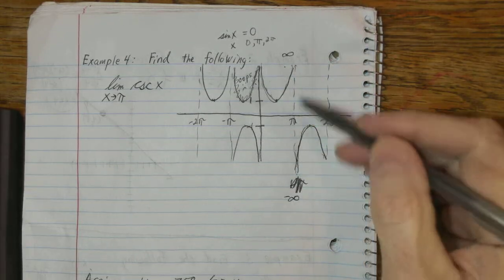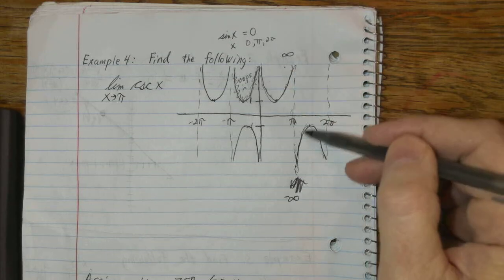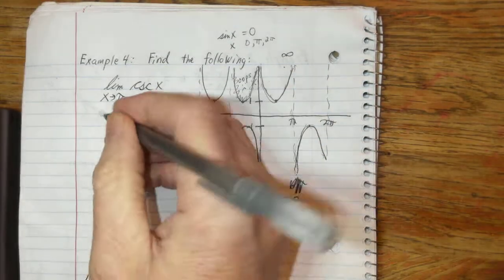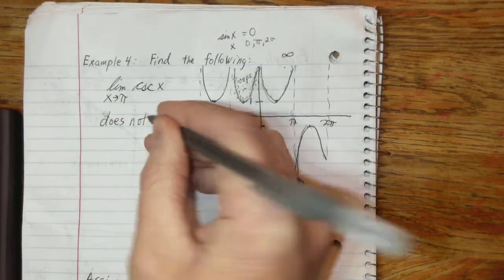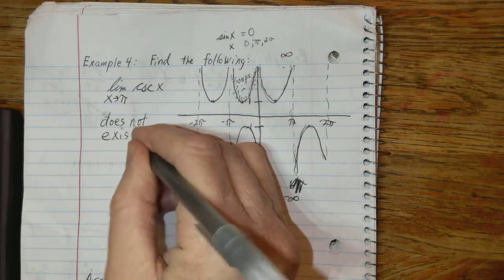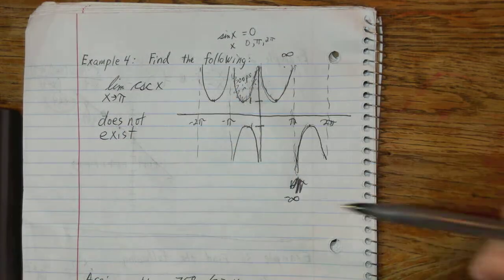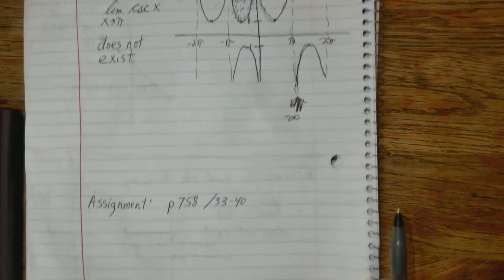We're going to two different places as we get close to pi, from the left and from the right. So when that happens, when it goes to two different places from the left side and the right side, the limit does not exist. In these periodic functions, sometimes that happens. Okay, that's all I got.